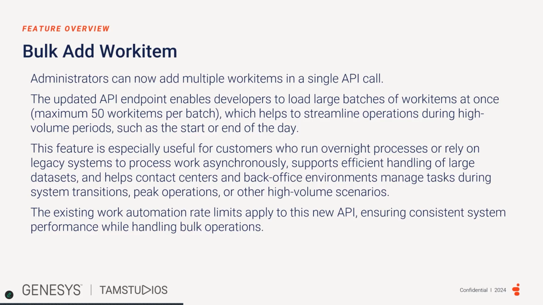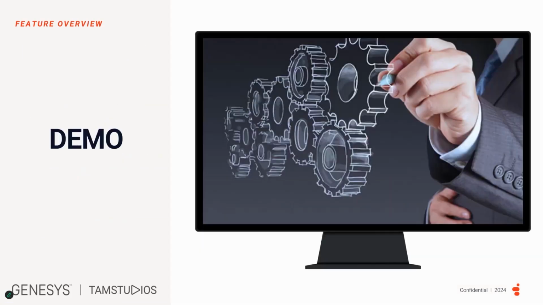This feature is especially useful for customers who run overnight processes or rely on legacy systems to process work asynchronously, supports efficient handling of large datasets, and helps contact center and back office environments manage tasks during system transitions, peak operations, or other high volume scenarios. The existing work automation rate limits apply to this new API, ensuring consistent system performance while handling bulk operations. Let's take a deep dive to see how this works.